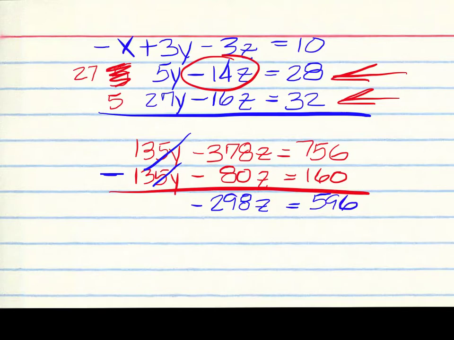And that's going to work out really neat because you just divide 596 by negative 298. Strange looking z there, but that's what it is. Kind of looks like an 8. But we'll go with it. And the answer is a negative 2 for z.